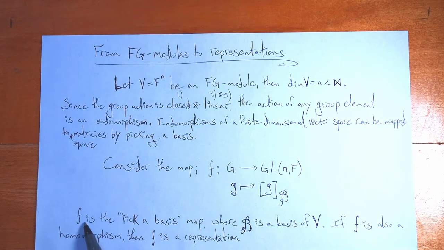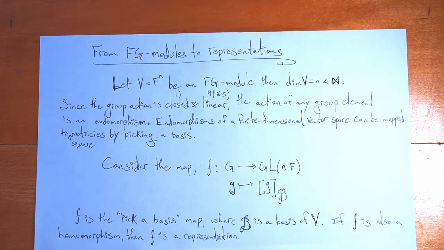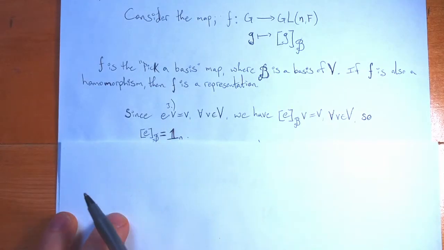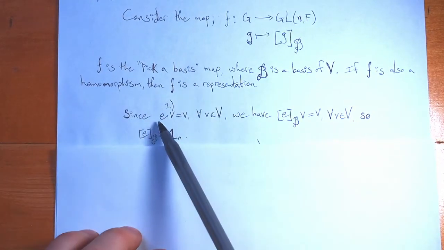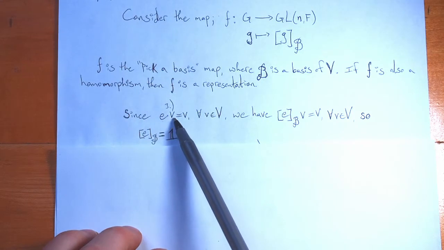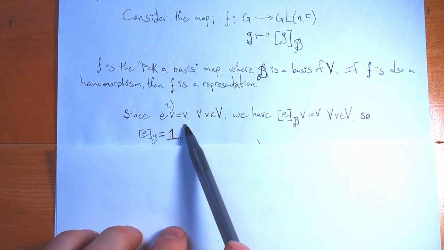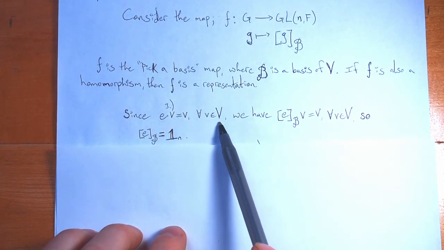So this is what I was saying. F is the pick-a-basis map. So B is some basis of our vector space. If F is also a homomorphism, then F is a representation. That's what I was just saying. Using property 3 from our definition of what an FG module is, we know that the identity element of our group acting on a vector has to give us back that same vector. This is true for all vectors in our vector space.